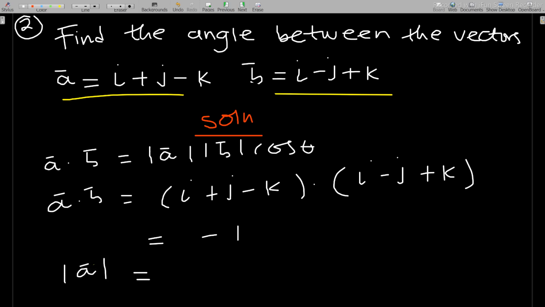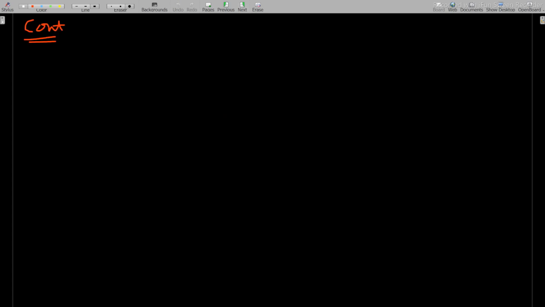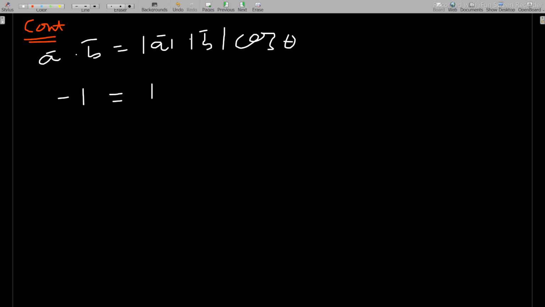I hope you can find that because we've already talked about how to find magnitude, and that is the square root of 3. The magnitude of B is also the square root of 3 as well. I hope you can go through the processes of finding A dot B, the magnitude of A, and the magnitude of B. So simply we just put them in the equation. A dot B is equal to the magnitude of A times the magnitude of B times cos theta. So A dot B we had -1, which is equal to the square root of 3 times the square root of 3, then cos theta.